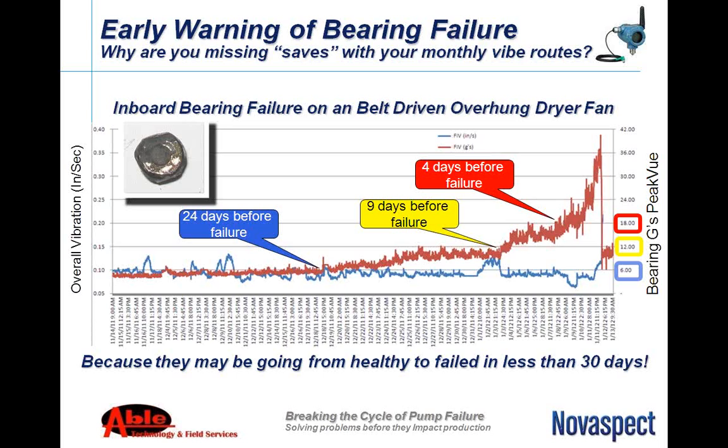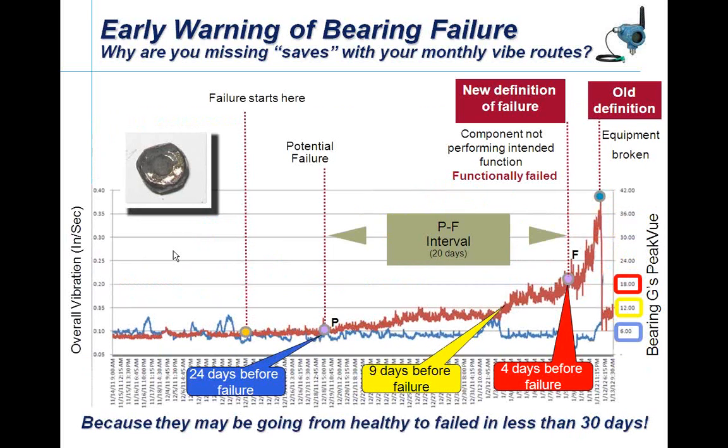So coming back again to this scenario, this is an early warning of a bearing failure that simply would not be caught with a 30-day route. It would be very, very difficult to catch with that. And bringing us back to our P to F curve that we had looked at initially, the idea is to get as far early warning as you can by extending that P to F interval.